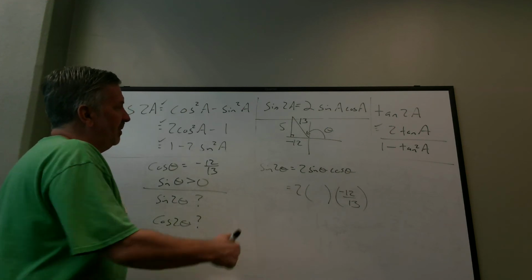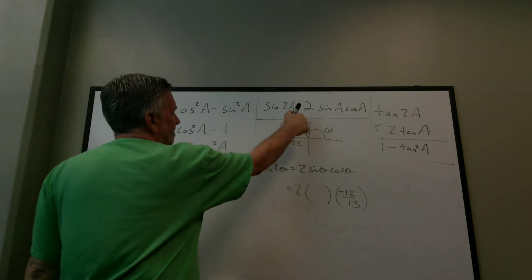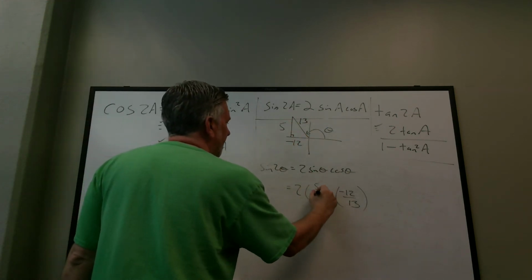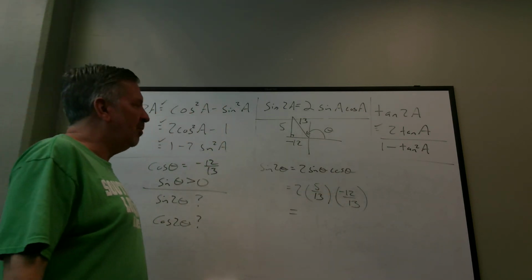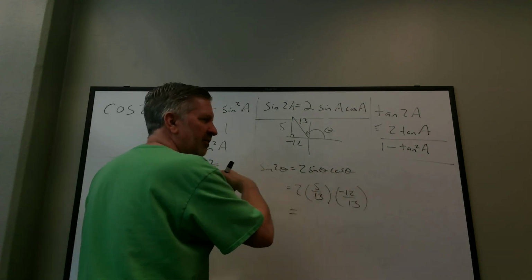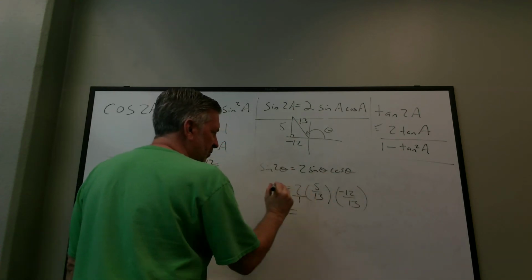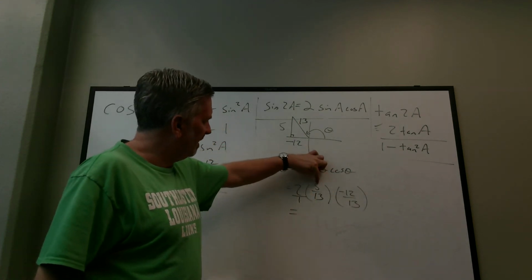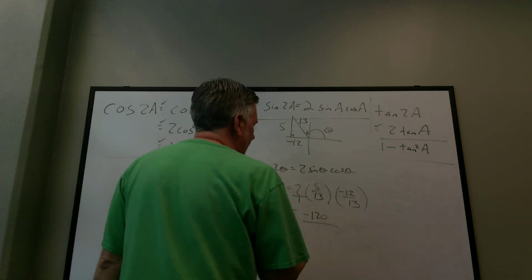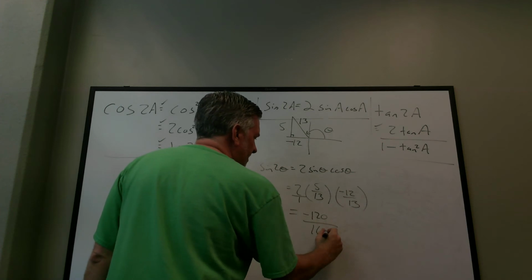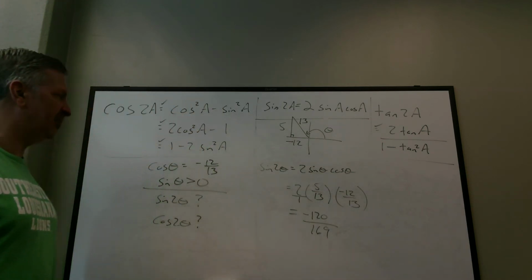All right, let's look at the picture. What's sine of theta? Sine is opposite over hypotenuse. So it's 5 over 13, and you should simplify your fractions. How do you multiply fractions? Multiply numerators, multiply denominators. Think of the 2 as 2 over 1. So you get 2 times 5 is 10, 10 times negative 12 is negative 120, 1 times 13 times 13 is 169. So there's sine of 2 theta.